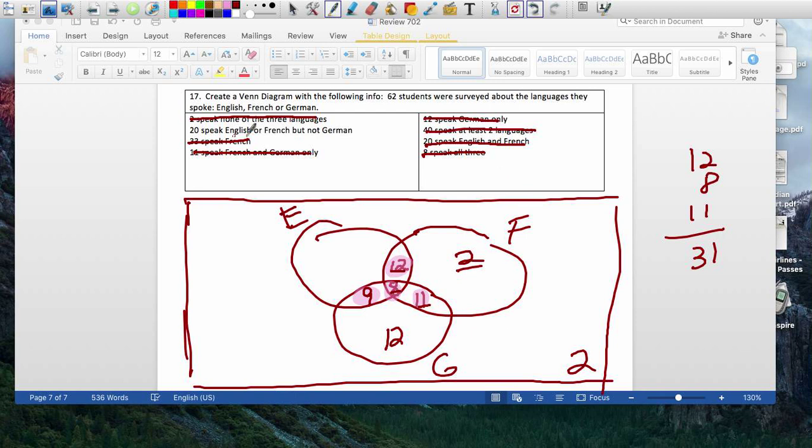And then 20 speak English or French, but not German. English or French, but not German. So if you speak English, raise your hand. If you speak French, raise your hand. If you speak both, doesn't matter. So those people would be here, this section here, English or French here, and this section. Anybody in these 3 areas would be the people who would qualify. You don't have to speak both. If you do, great. But if you speak only one, that's great too. So the total of these 3 areas has to be 20. So I have a 12 and a 2. So that adds up to 14. Subtract from 20. And I get 6.